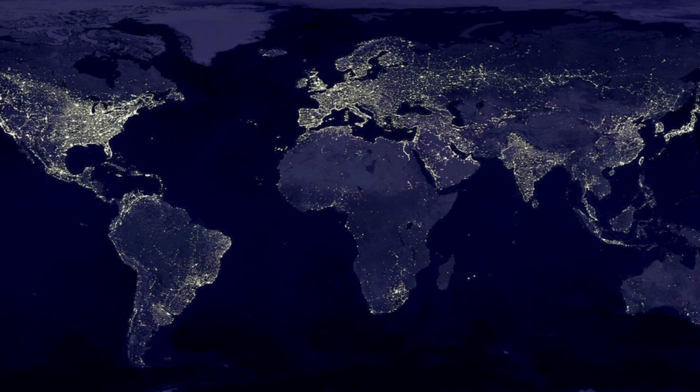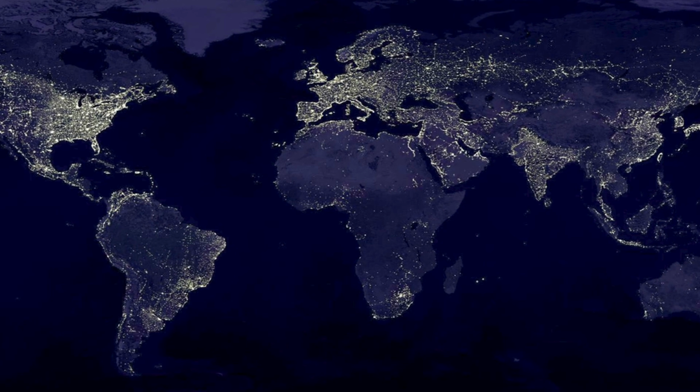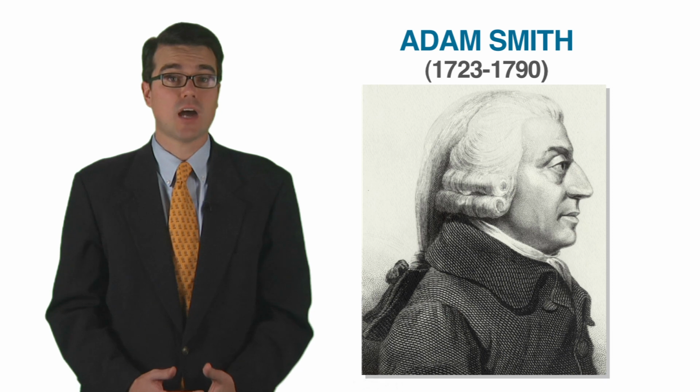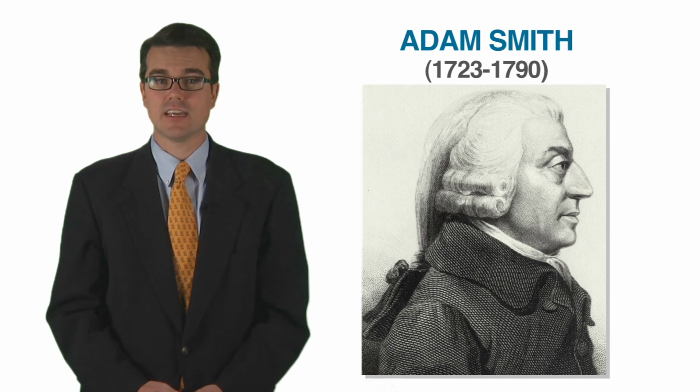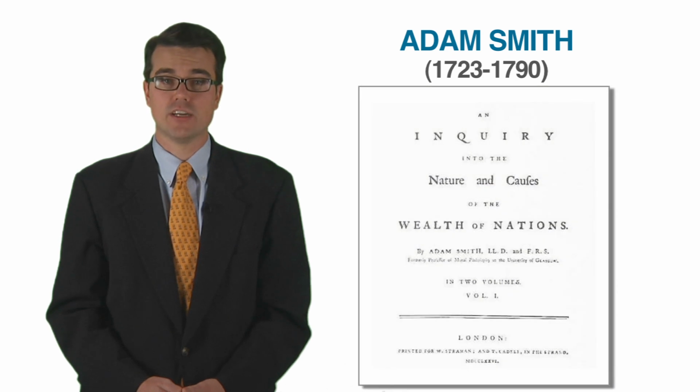Why are some places rich and others poor? Why are some big cities bright and others dark? These are some of the most important and enduring puzzles in the history of economics. Adam Smith saw these same contrasts in 1776 and asked the same questions in his book, The Wealth of Nations.